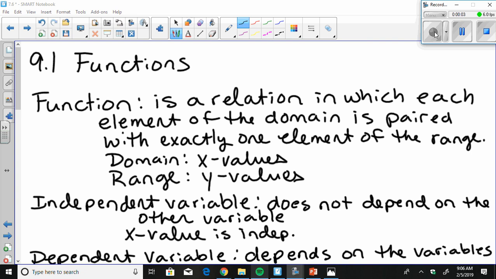Pre-algebra, Chapter 9, Section 1, Functions. A function is a relation in which each element of the domain is paired with exactly one element of the range. So your domain being x values, your range being y values.